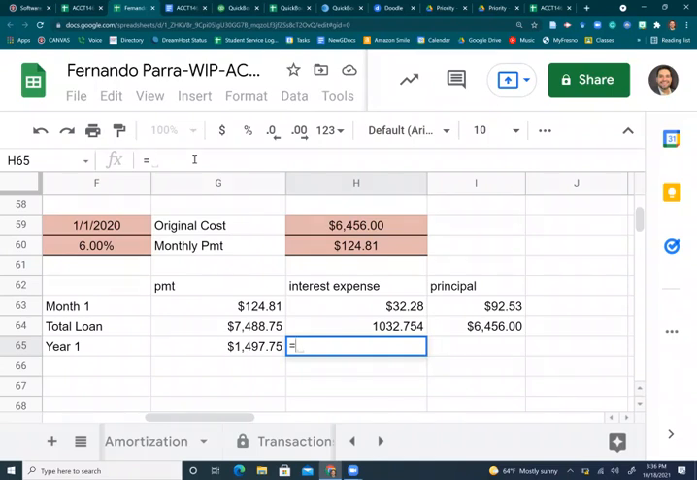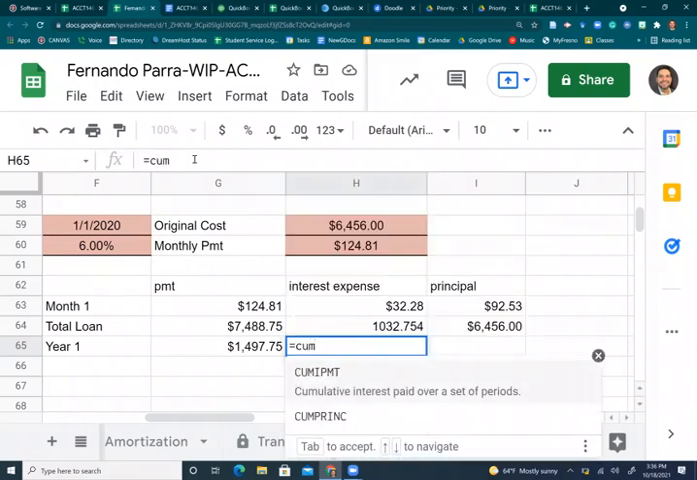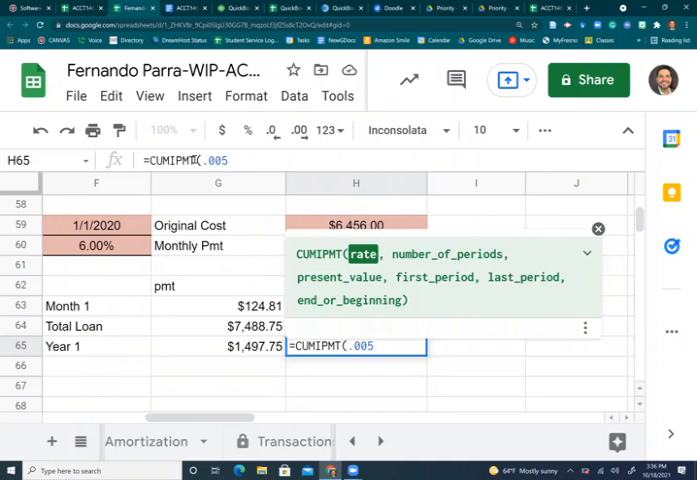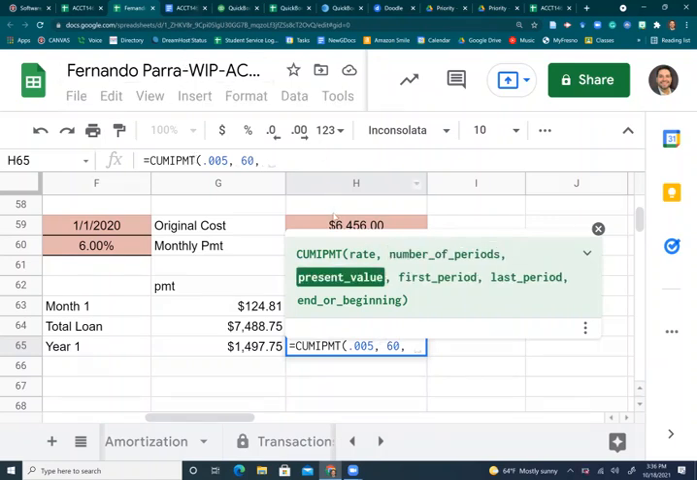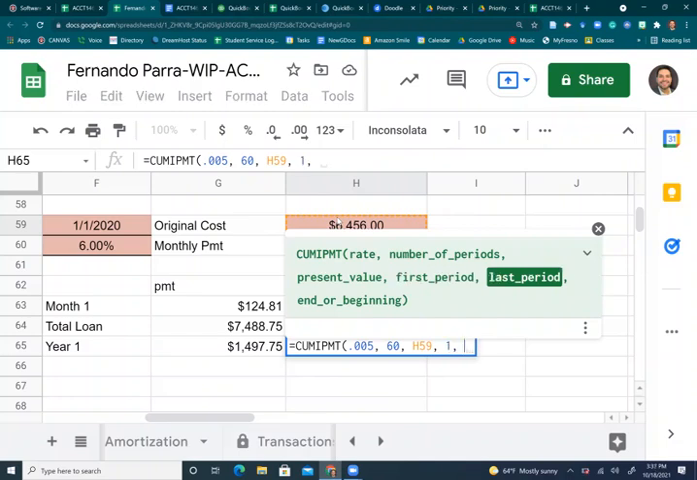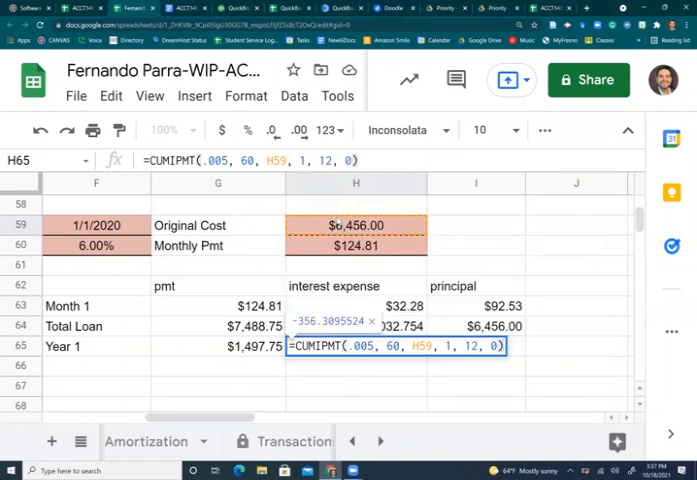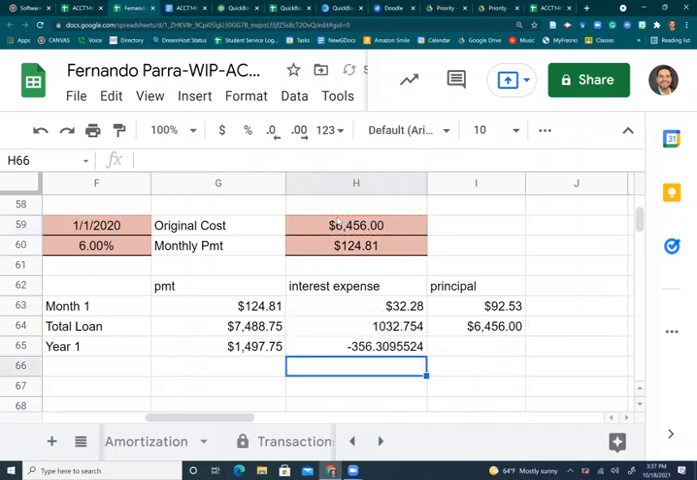So how do we do this? We use the formula, cumulative interest payment. We already know the rate, which is 0.005, 6 divided by 12 gives me 0.005. Number of periods is 60. Present value again is the original amount. I always go back to the original amount, because you have to give it the information that you used at the beginning of the loan. Then the first period is payment number 1, and the last period is payment number 12, and the type is 0. So instead of going for the 60 payments, go from payment 1 to payment 12, and that's it. Sure enough, it's almost 360, right?